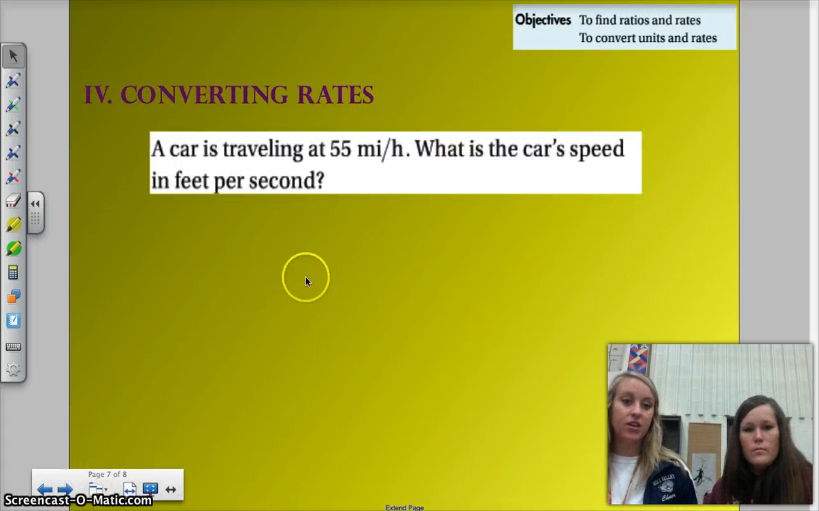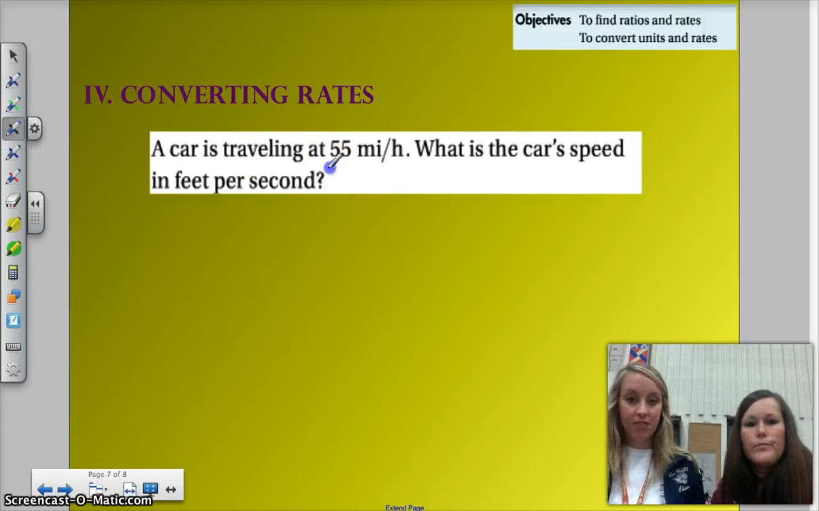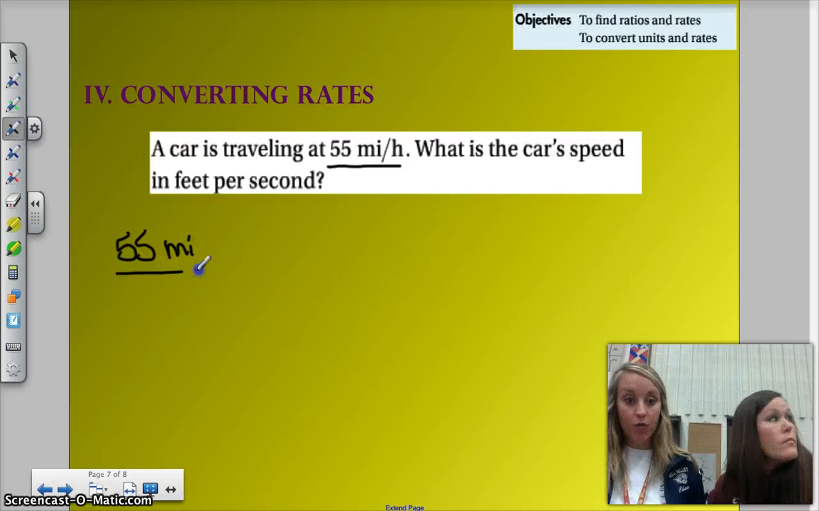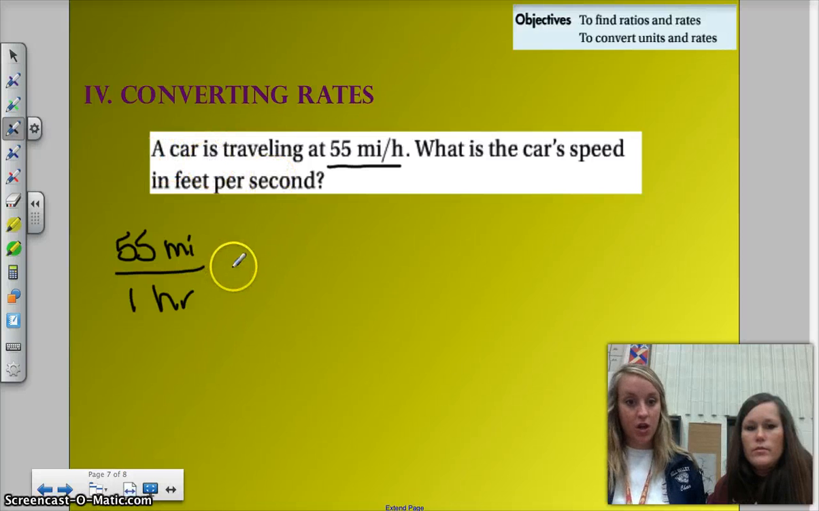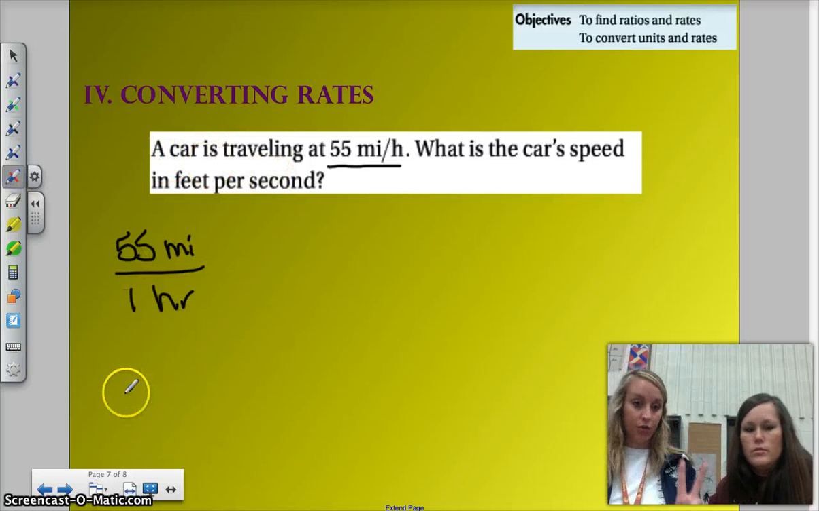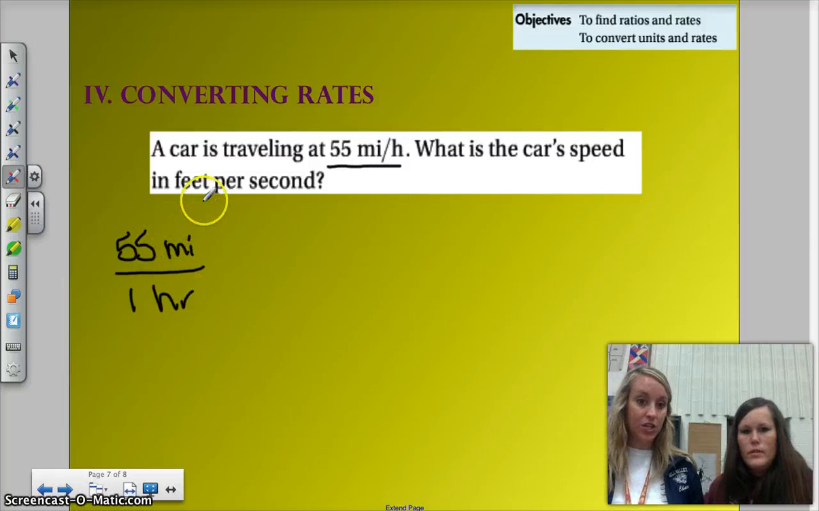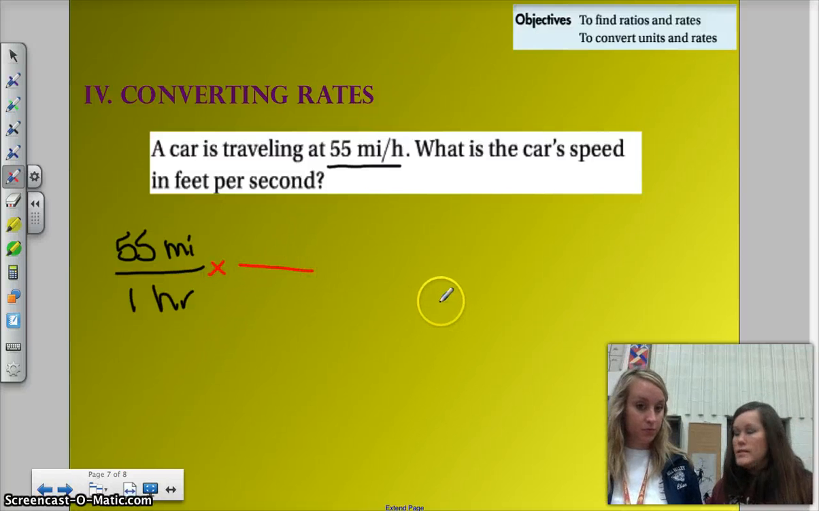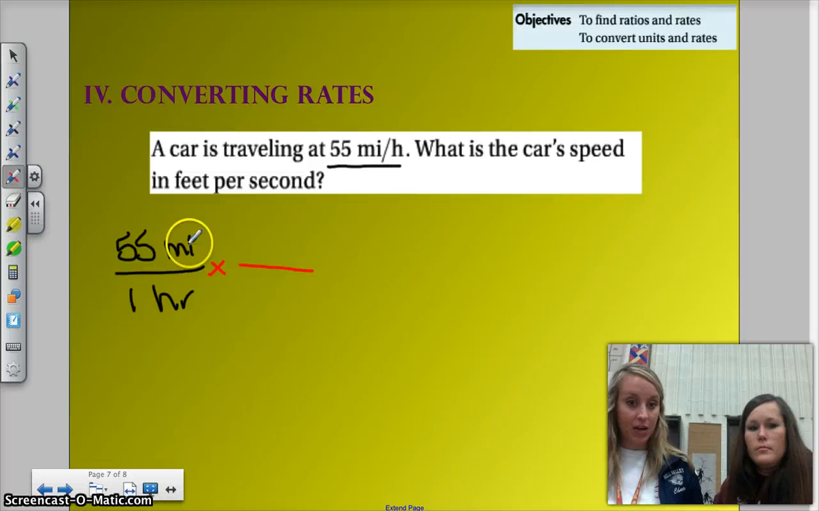Okay, so a car is traveling at 55 miles per hour. So that is 55 miles over 1 hour. What is the car's speed in feet per second? So I need to do 2 conversions here. I need to change miles into feet and hours into seconds. So let's first do the distance. My miles would have to go on bottom, so then they would cancel, and I'm changing it to feet, so that would go on top.